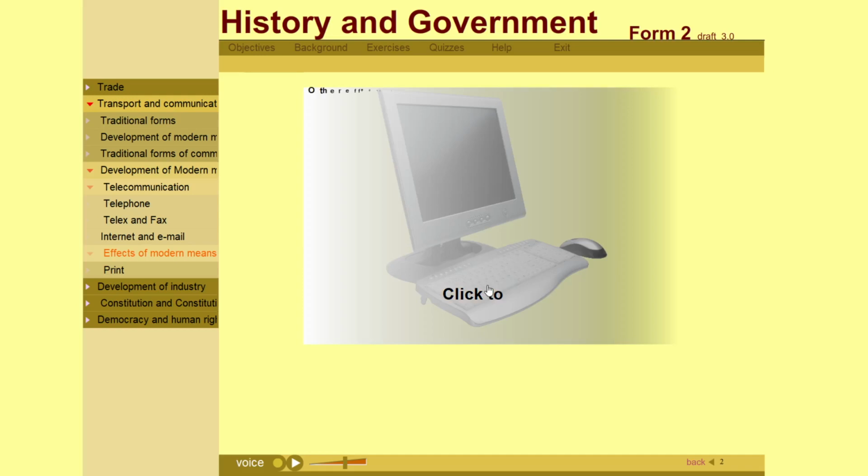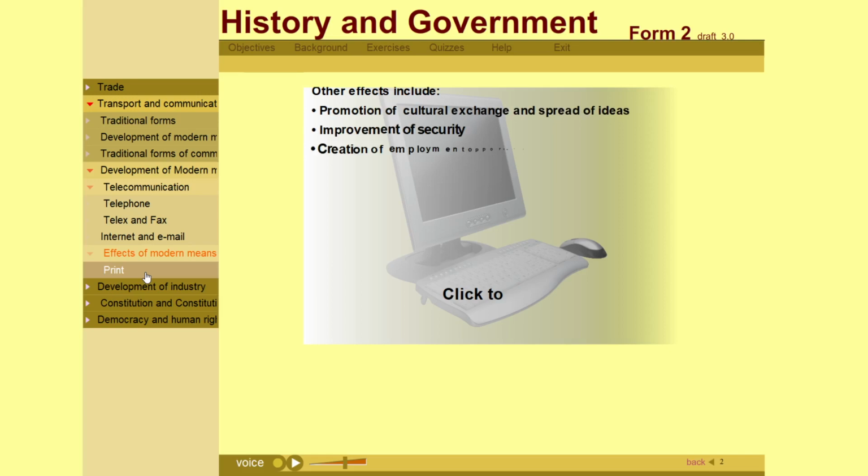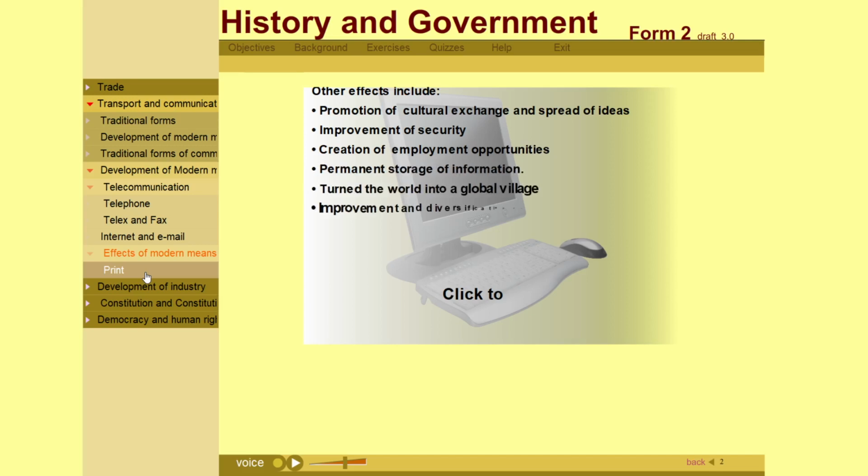Other effects include promotion of cultural exchange and spread of ideas, improvement of security, creation of employment opportunities, permanent storage of information, turn the world into a global village, improvement and diversification of entertainment, and enhancement of education.